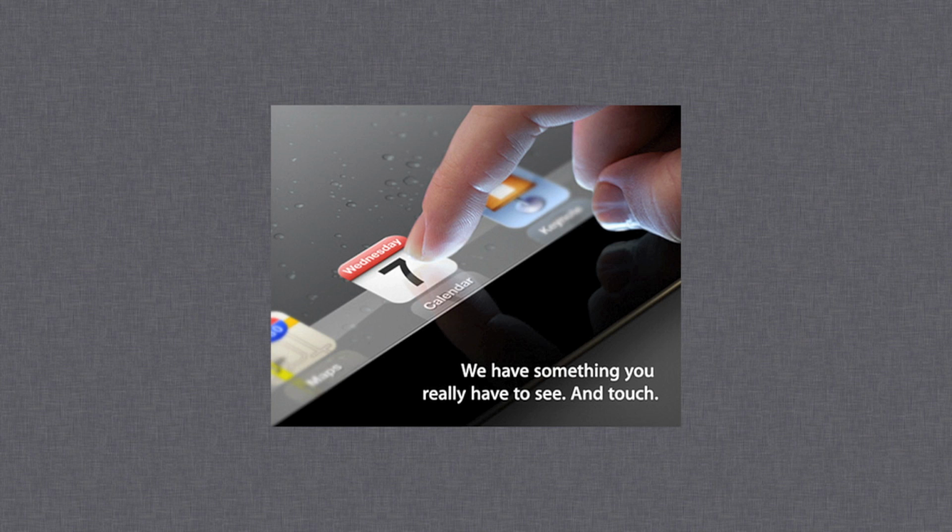It reads, "We have something you really have to see and touch," and by that "and touch" bit, if you look closely near that guy's thumb, you can see that there's no physical home button, which has led many people to think that the iPad 3 will not actually have a physical home button, but a capacitive touch home button instead. So now let's talk about some of the rumors that have been going around about the iPad 3.